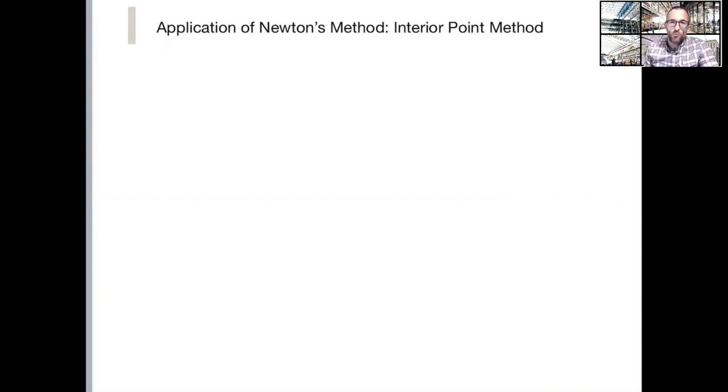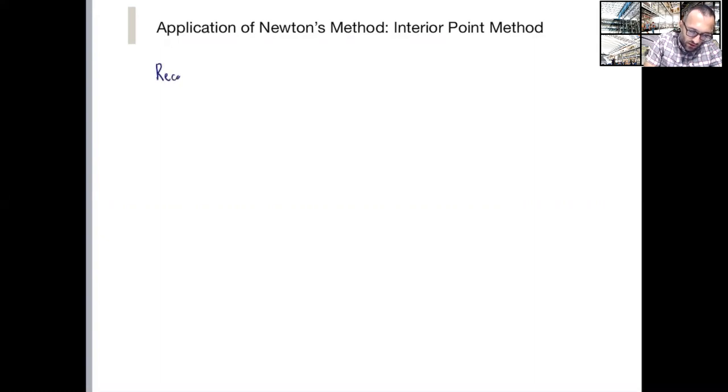We're going to talk about interior point methods. And in particular, this is a story about how we apply Newton's method in order to solve more interesting problems than what we've seen so far, or a different class of problems.